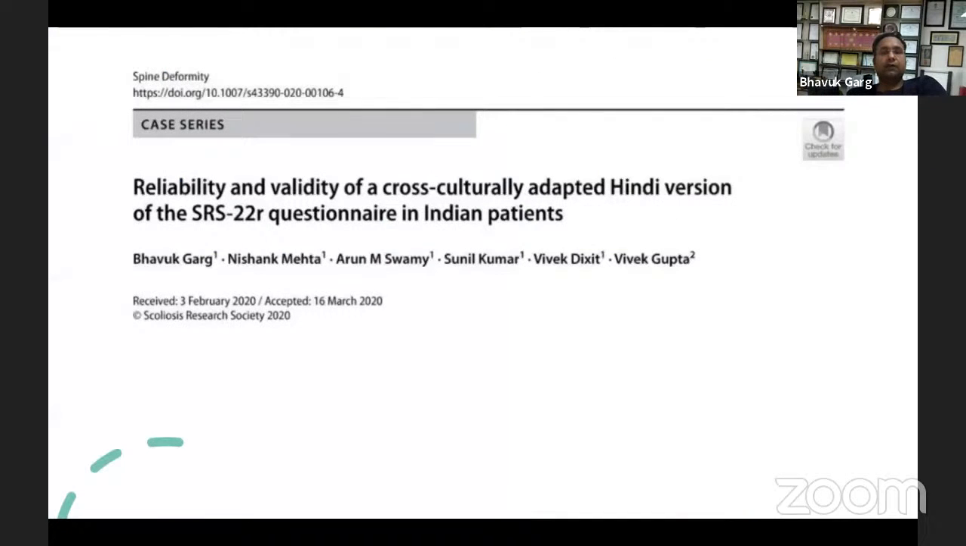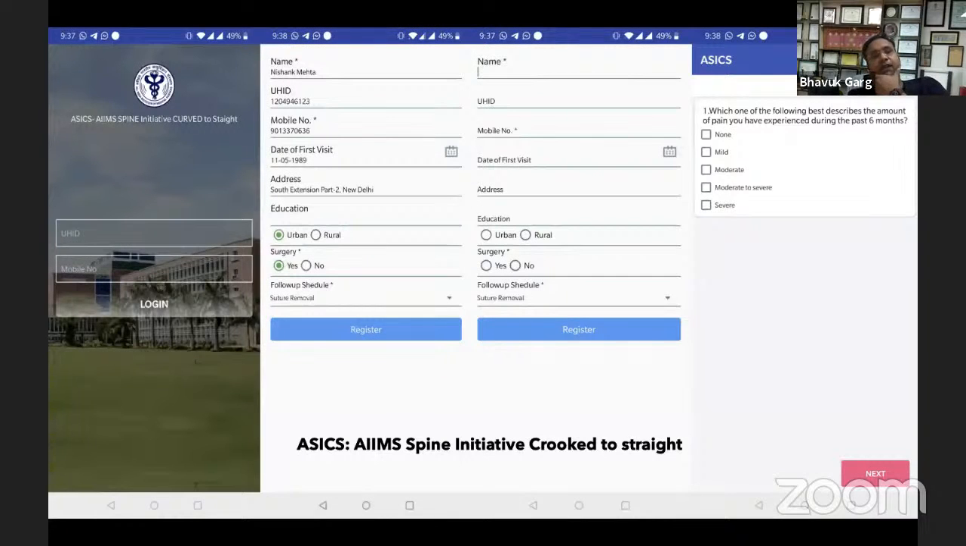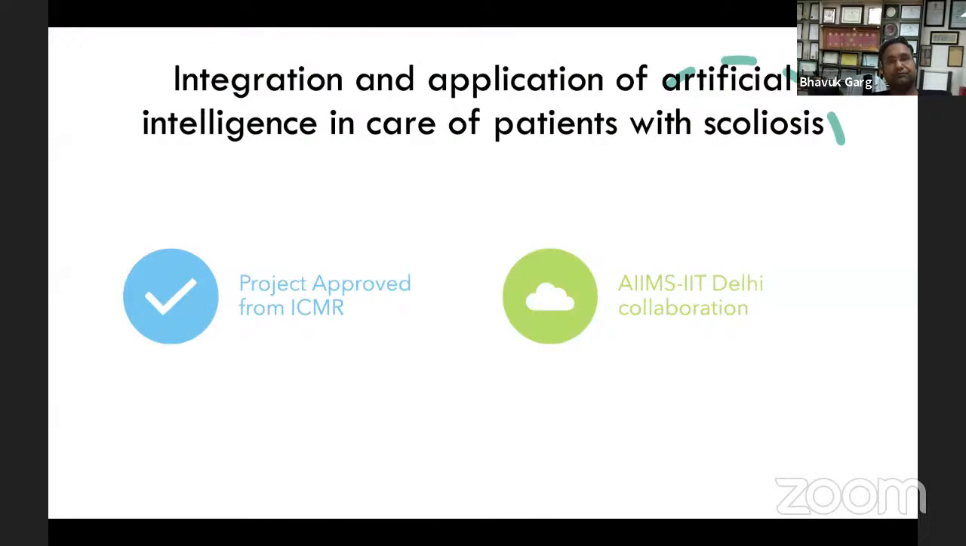We are also working on several apps. We published the SRS-22 questionnaire Hindi version. We validated it, and then we came up with this app, which is available on Apple as well as on the Android platform. This is the A6 app, the AIIMS Spine Initiative, Crooked to Straight. All the patients can fill up their SRS-22 questionnaire on their own at regular follow-up, and they get a notification when their assessment is due.